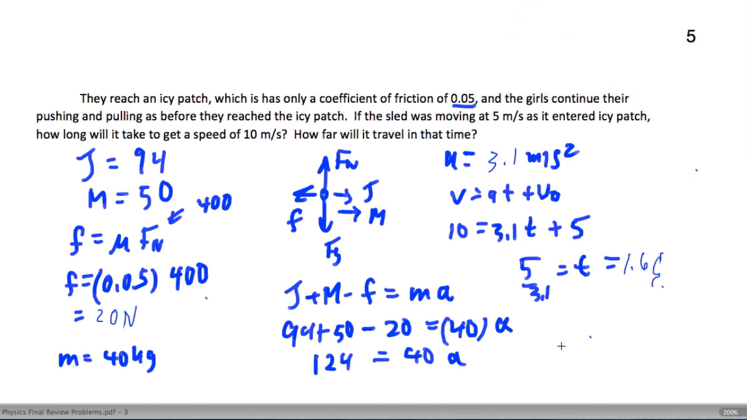And I'm going to leave it to you. You need to get x. And you can check that with me through email.